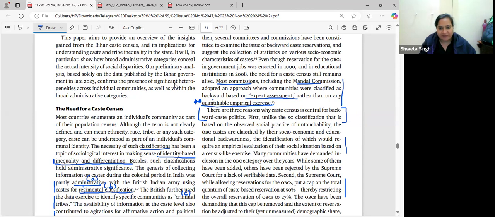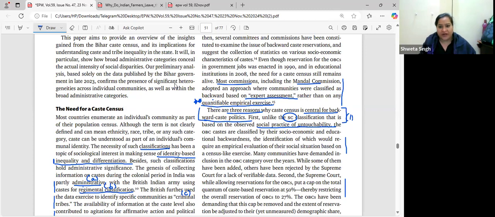Again, we can see there are three reasons why caste census is central for backward caste politics. Three reasons why caste census is important. First, the classification is based on observed social practice of untouchability. We know that SC is very easy to identify. On what basis do we identify SC? So this first category is on the basis of the social practice of untouchability: whichever community has experienced it, put it under the SC list.